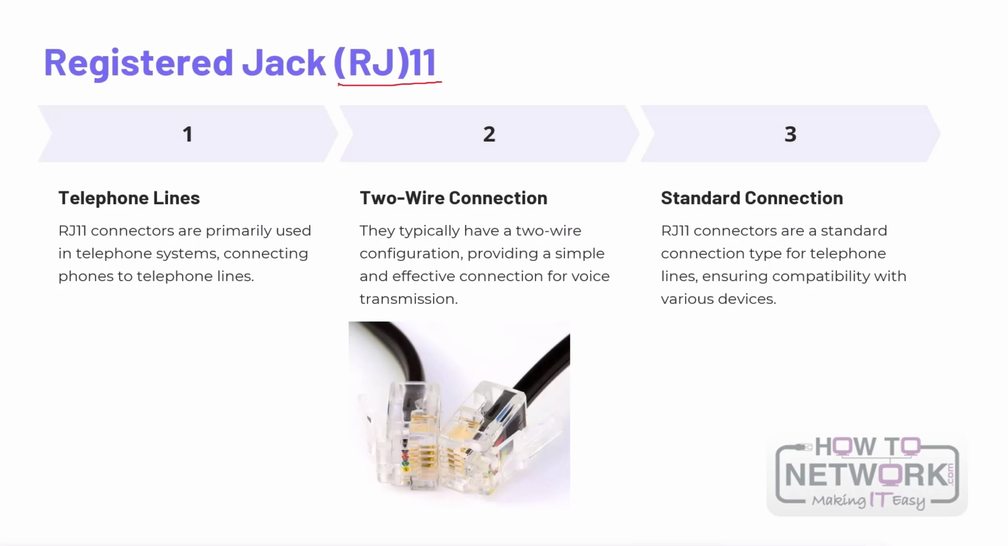This one is a familiar connector, the RJ11 registered jack. Of course, these are primarily used in telephone systems, the analog phones in your house. RJ11 has a simple 2-wire configuration designed for voice transmission. Despite their simplicity, RJ11 connectors have been widely adopted as a standard connection type for telephone lines, ensuring compatibility with various devices. This standardization has made it easy to connect phones, fax machines, and other devices to the telephone network.